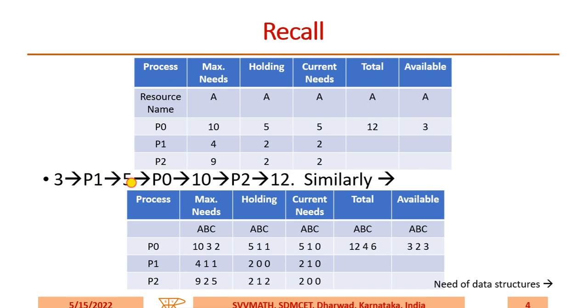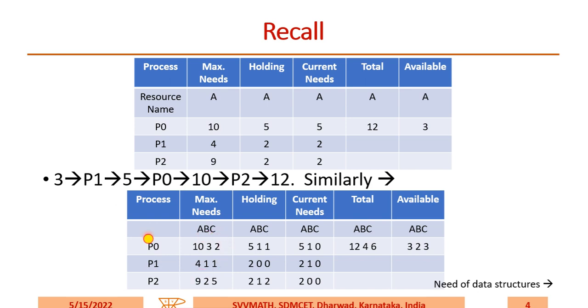So like that I can go for the next, P0. It is already holding 5 and needs a maximum of 5. When it completes execution, it will return 5 back. Total will become 10. Then I can give it to P2, which needs 7. It will give back the 2. Total will become 12. In this case I have taken only A as a resource type. Similarly, I may have more than one resource, A, B, C, like that.